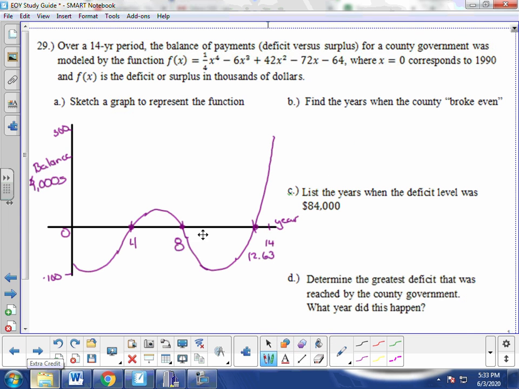So find the years when the country broke even. So this would be 4 years after 1990, so 1994. 8 years, 1998. And then approximately 12.63, so during, let's say, 2002, because it wasn't quite to 2003.